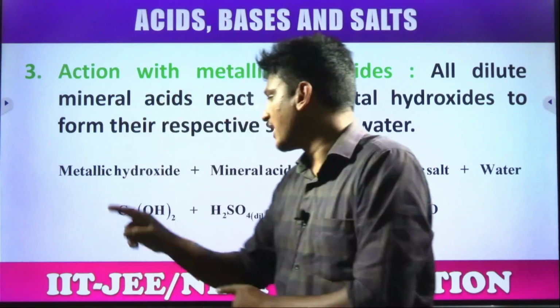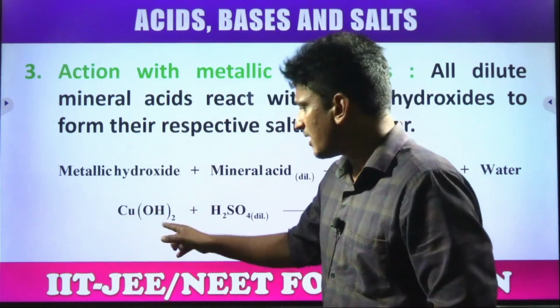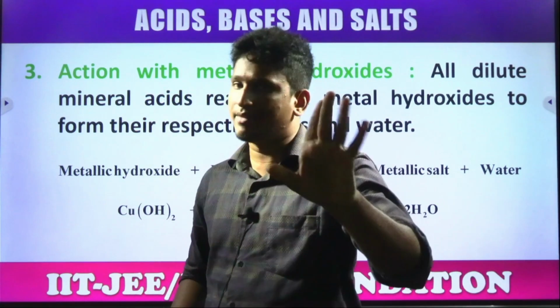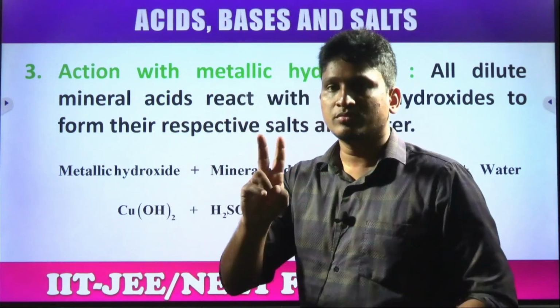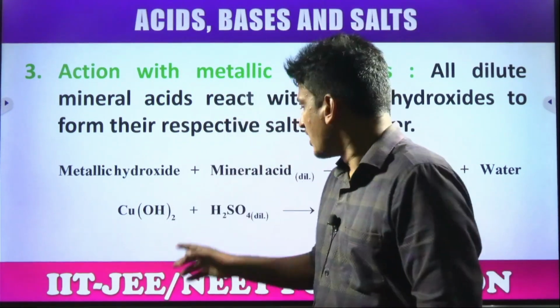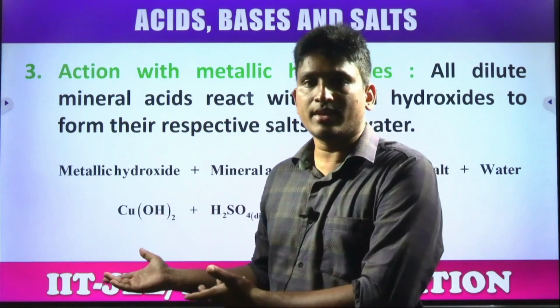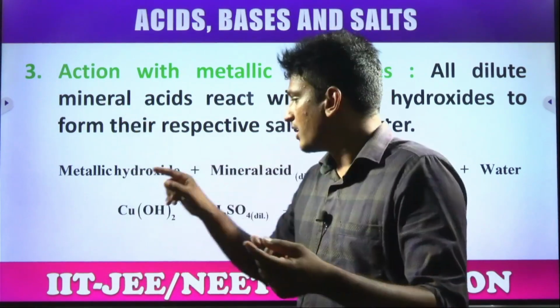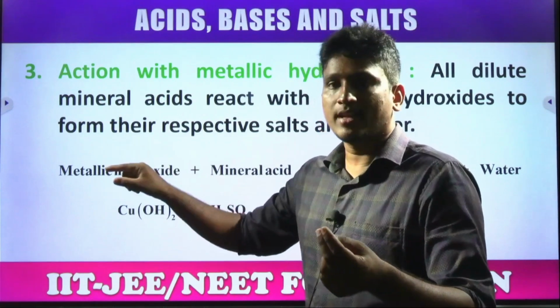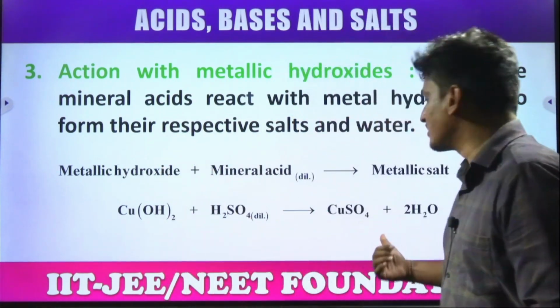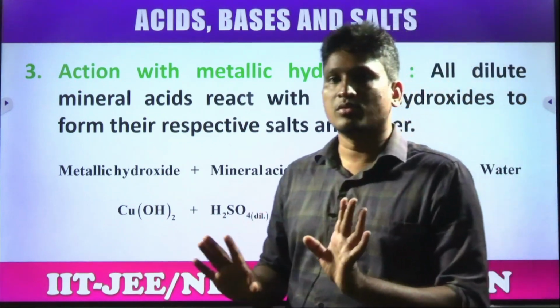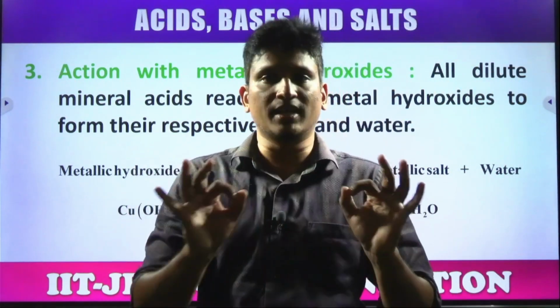Double displacement reaction. Copper is the metal. Based on the combination, you should identify the valency of copper. Here it combines with 2 hydroxides. That means what is the valency of copper? 2. Each hydroxide is minus 1, yes or no? And in sulfuric acid, what is the negative radical? Sulfate, SO4 minus 2. Now Cu plus 2, SO4 minus 2, in what ratio will they combine? 1:1 ratio, which forms CuSO4, and the resultant molecule is H2O. You ultimately have to write the balanced chemical equation.